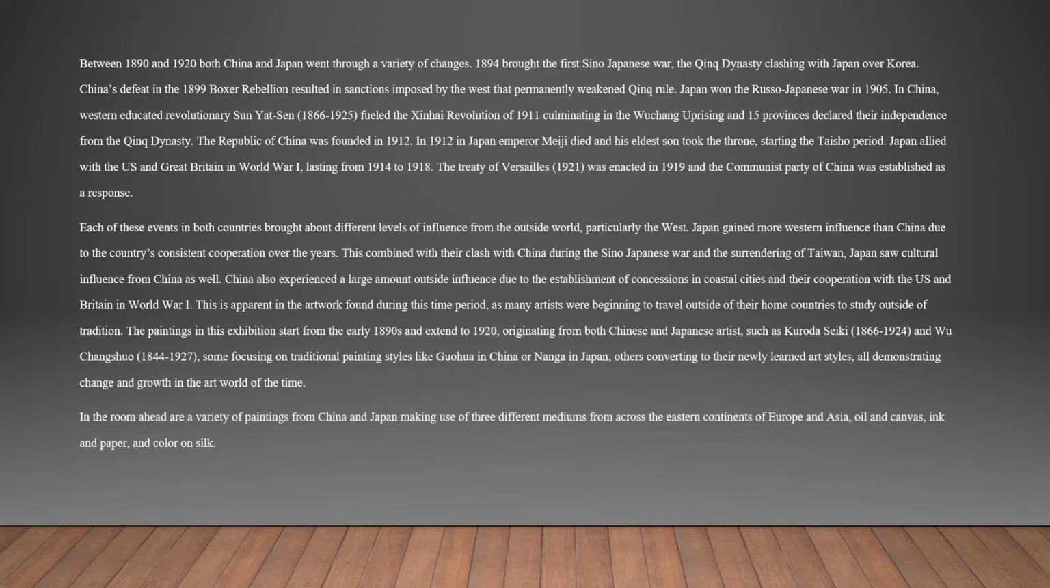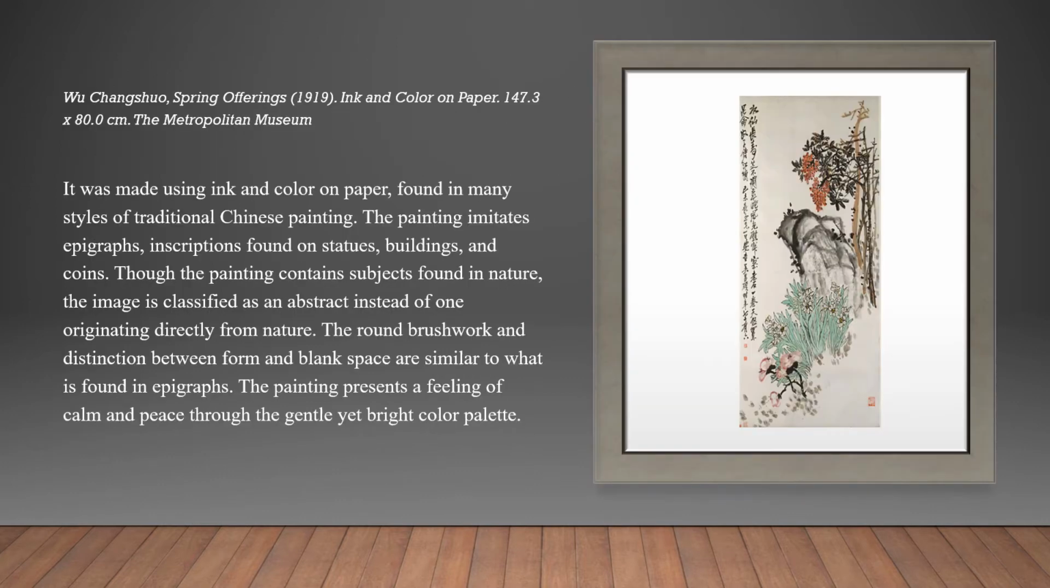In the room ahead are a variety of paintings from China and Japan making use of 3 different mediums from across the eastern continents of Europe and Asia: oil and canvas, ink and paper, and color on silk. Our first painting of the exhibit is Spring Offerings, painted by Wu Changshuo in 1919.